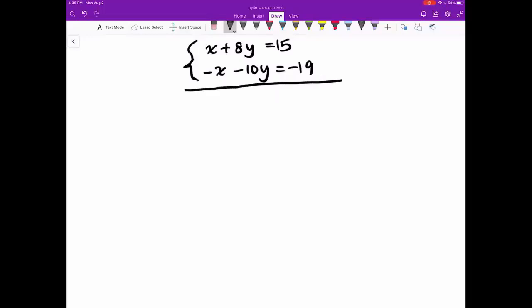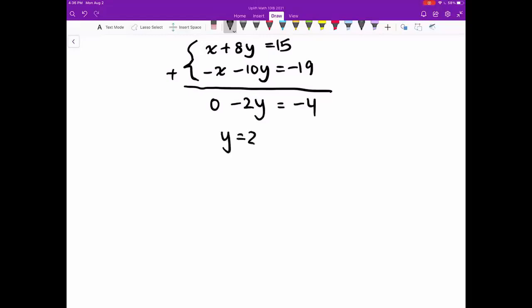Okay, so here we notice that we have x and negative x, so the inverse. So what we can do is just add the two equations to cancel it out. So we get 0x plus, subtract 2y is equal to negative 4. And y is equal to 2. And we could put it back in. We get x is equal to negative 1. So I think that's correct. Yeah, I think that's correct.